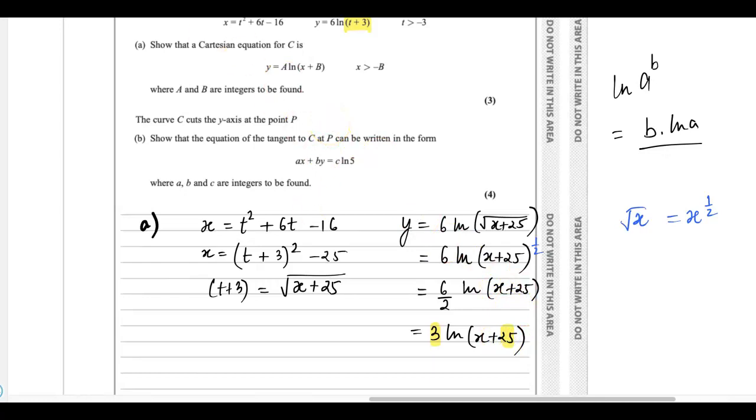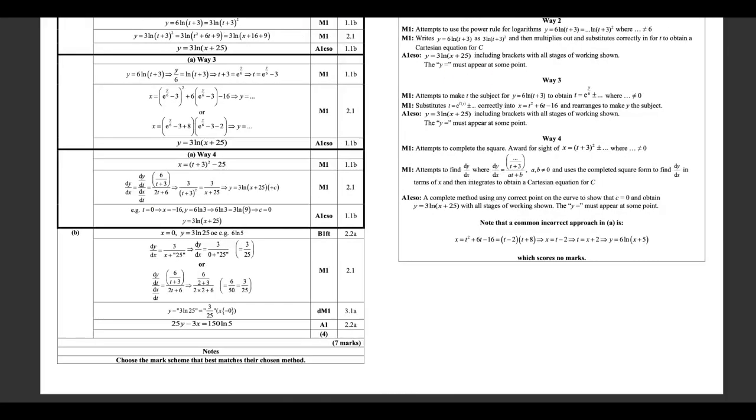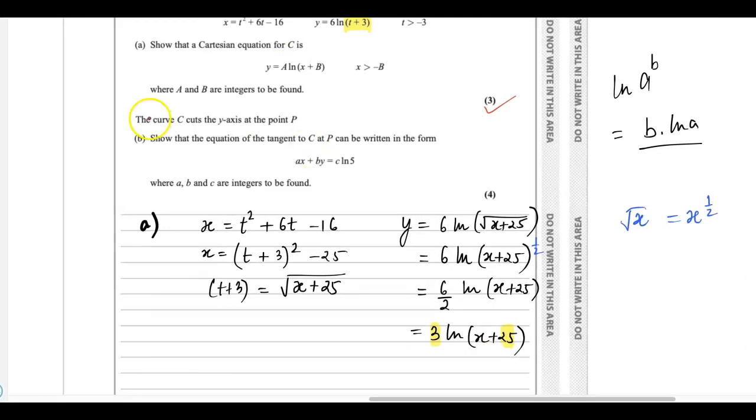Okay, so we've got 3 marks over here. Perfect. But shall we check whether we've got 3 marks or not? I think yes, we've got 3 marks. Very well done. Now for b part, the curve C cuts the y-axis at point P. Show that the equation of the tangent to C at P can be written in this form.